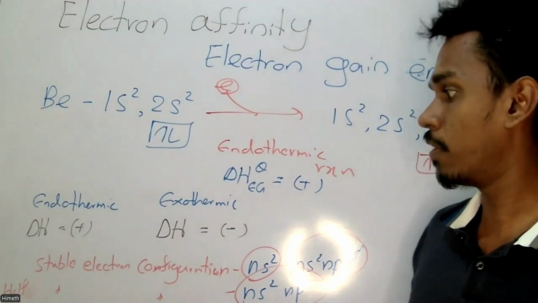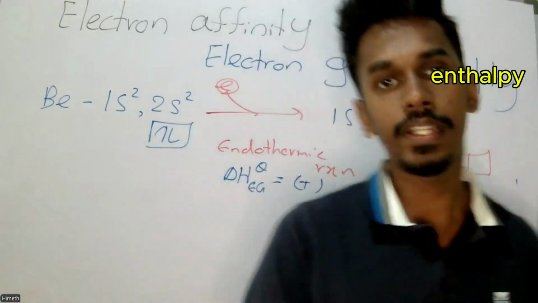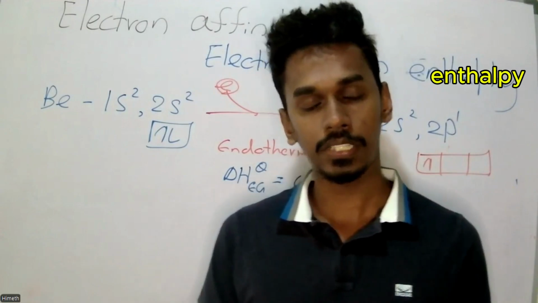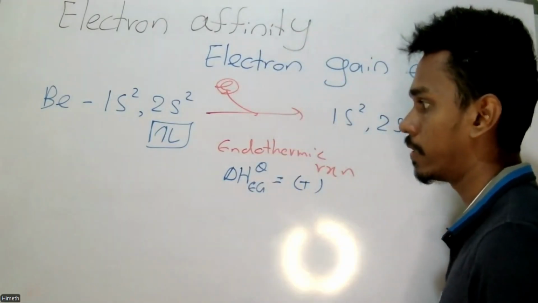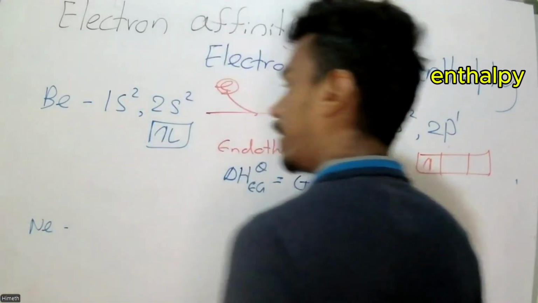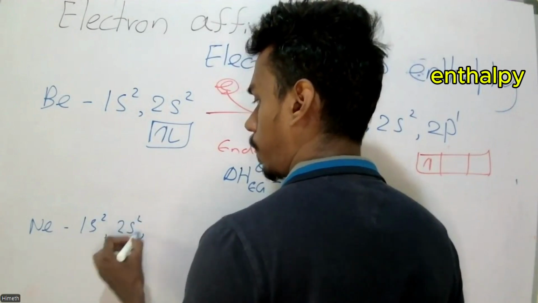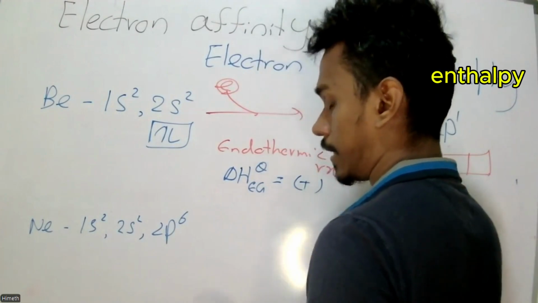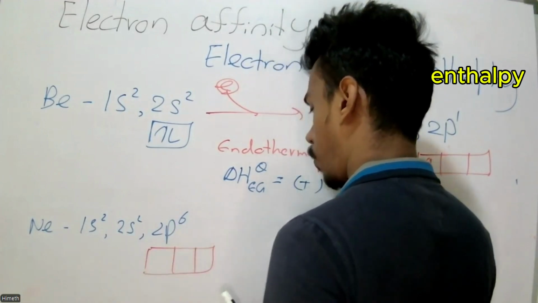Another example of a stable electron configuration is ns2 np6. Each group 18 element has the ns2 np6 electron configuration. We can take neon as an example. Neon has 10 electrons: 1s2, 2s2 and 2p6. So this is a completely stable electron configuration. The p orbital is completely filled with 6 electrons.